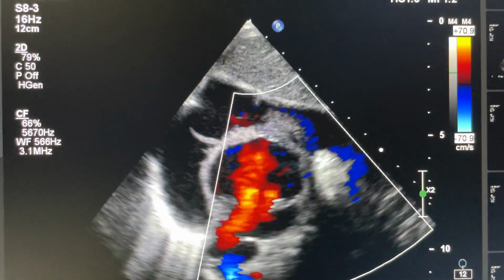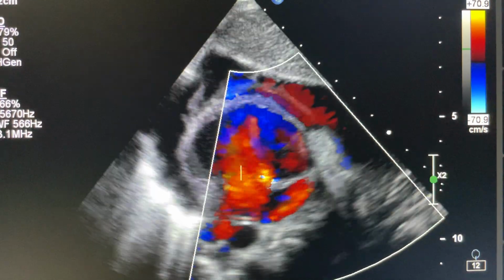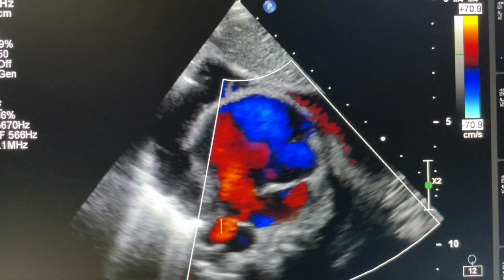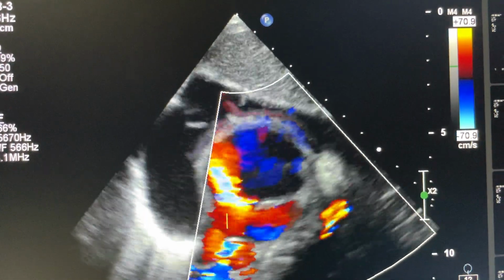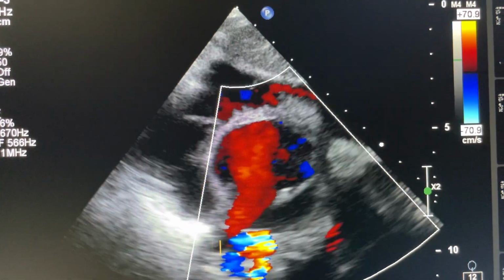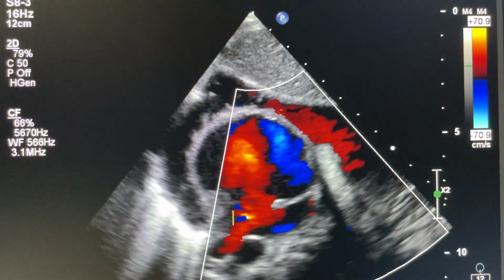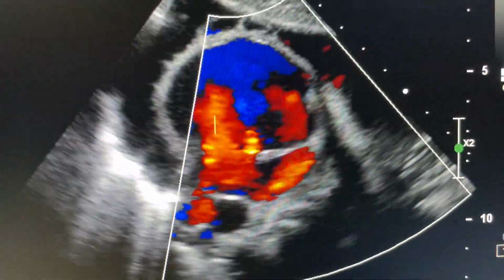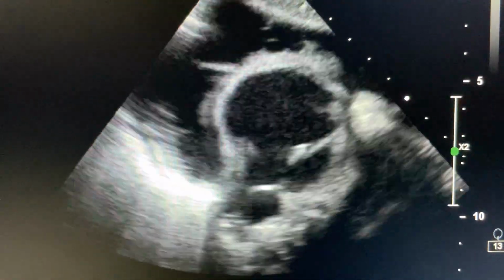Now you can see the flow across the ASD. This is the left atrium, this is the right atrium, and this is the ASD flow. Most likely this one is the right upper pulmonary vein draining almost into SVC. This is the right pulmonary artery in transverse section, and this is the right upper pulmonary vein draining into SVC and then into the right atrium. You can see the same image without color.